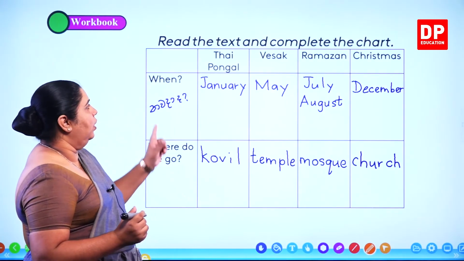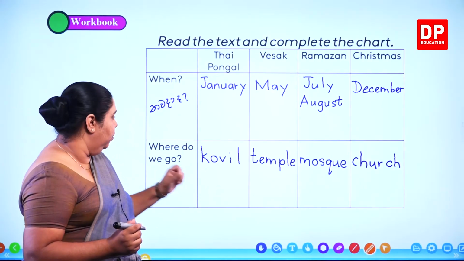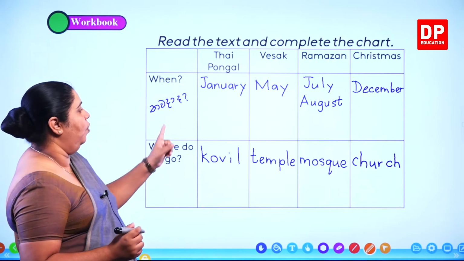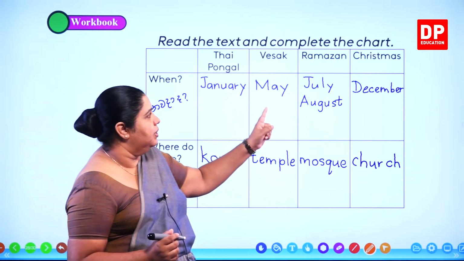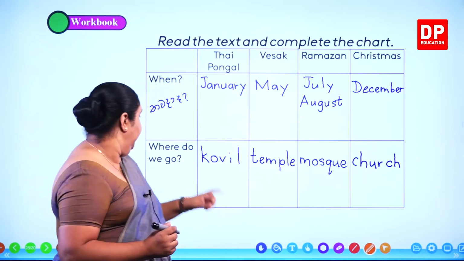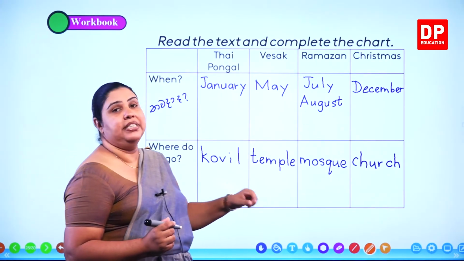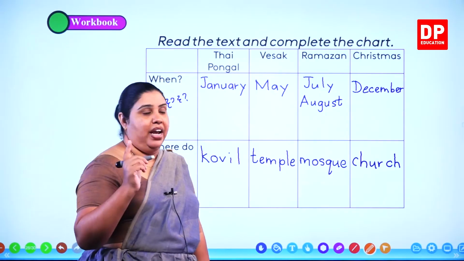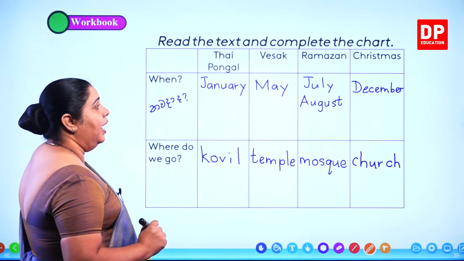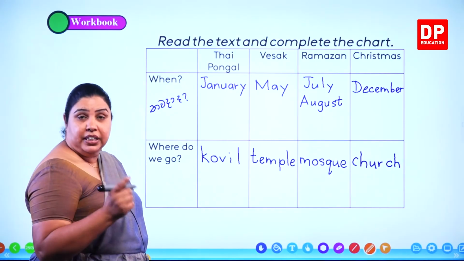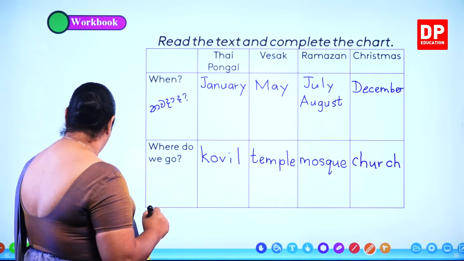Where do we go on Thai Pongal Day? We go to the Kovil. Where do we go for Vesak? We go to the temple. Where do we go on Ramazan Day? We go to the mosque. Where do we go on Christmas Day? We go to the church. Right, we have another 2 columns to fill in our workbook activity. Right, we will go there now.